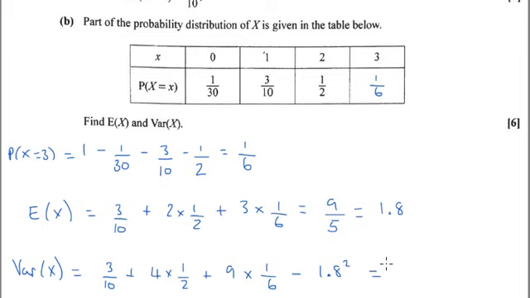So 3 over 10 plus, that's going to be 2, plus 9 over 6 minus 1.8 squared is 14 over 25. Or again, as a decimal, that's 0.56.